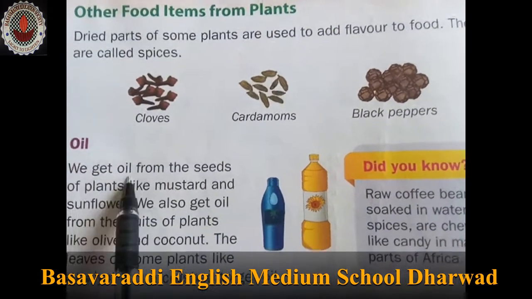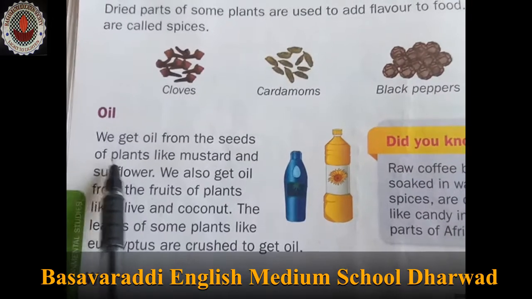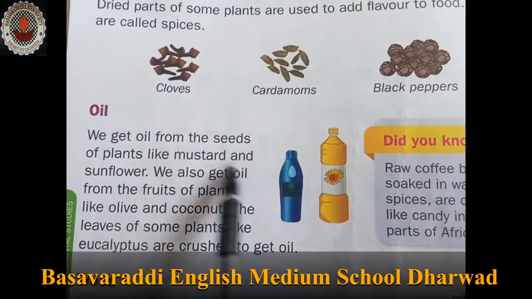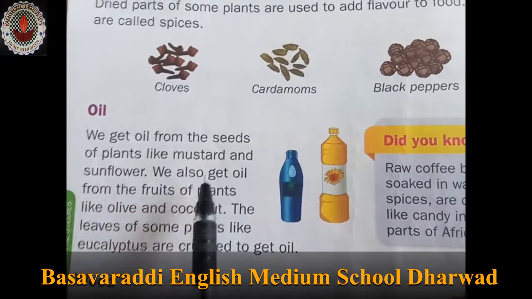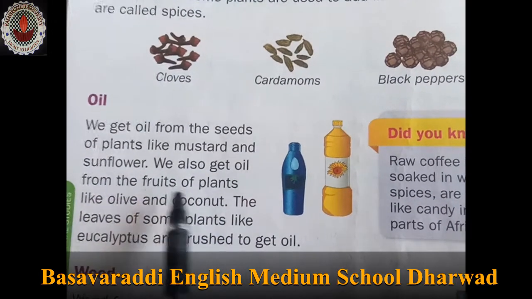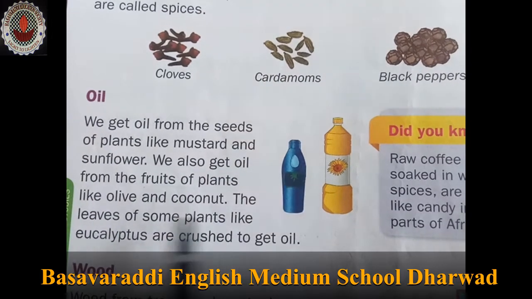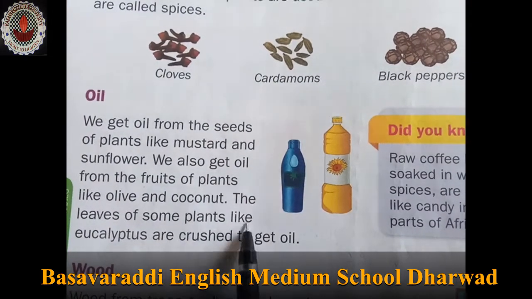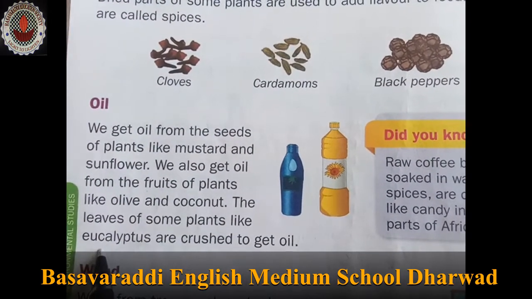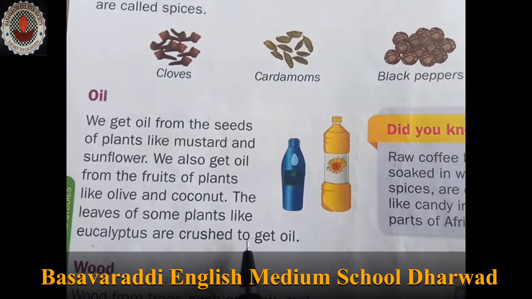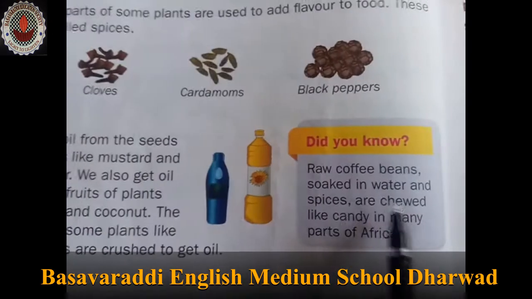Oil. We get oil from the seeds of plants like mustard and sunflower. We also get oil from the fruits of plants like olive and coconut. The leaves from some plants, like eucalyptus, are crushed to get oil. Did you know?